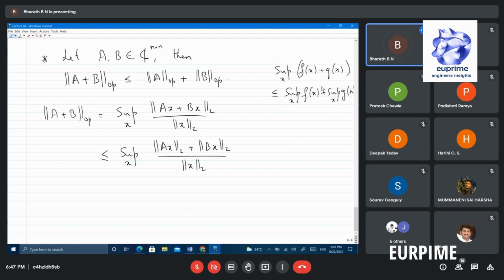So I'm going to use this. F of x here is norm of Ax divided by norm of x. G of x is norm of Bx divided by norm of x. Okay, now that means the operator norm is a norm actually, right?